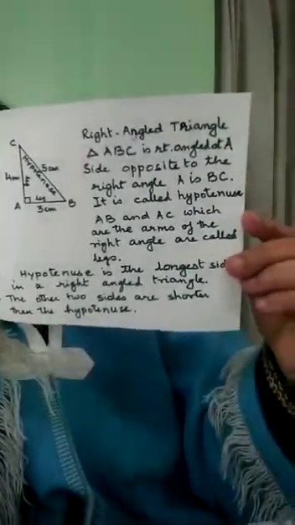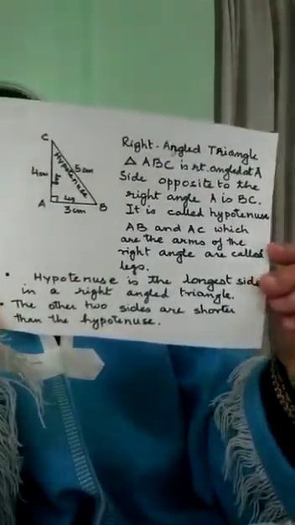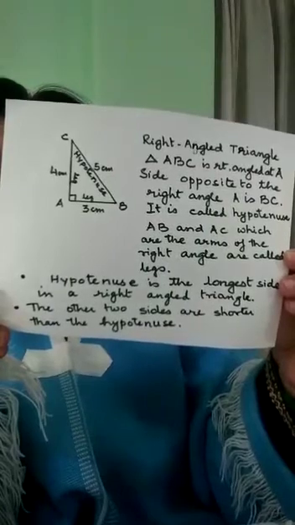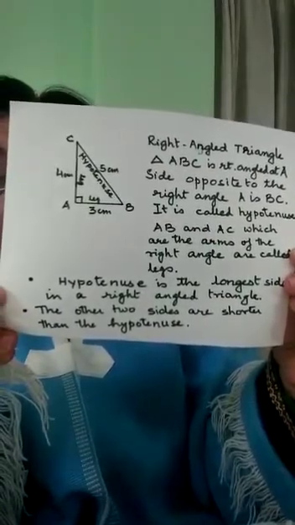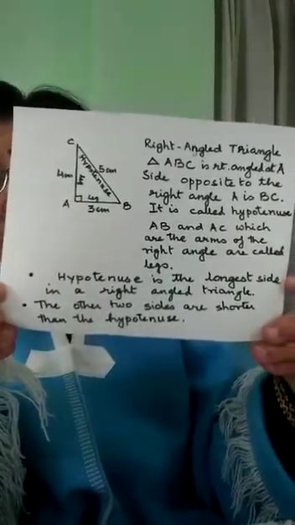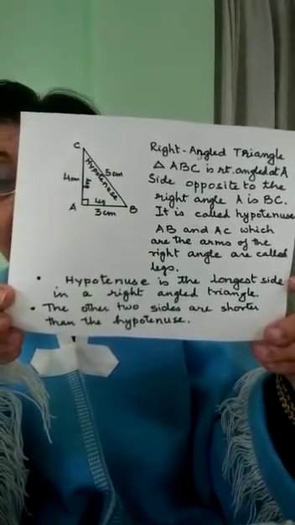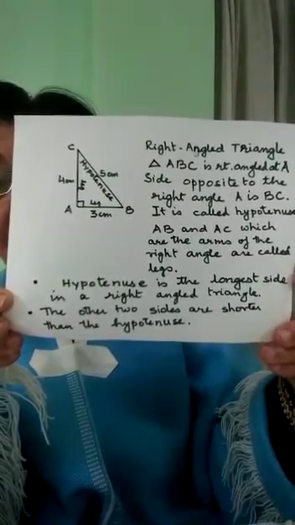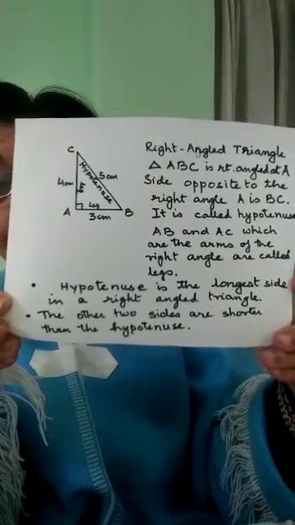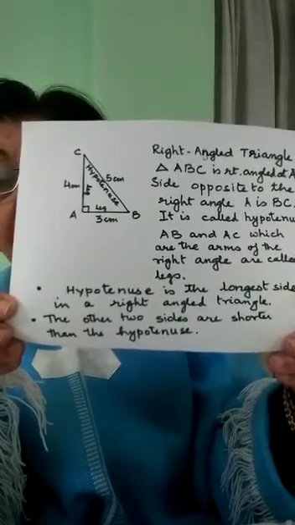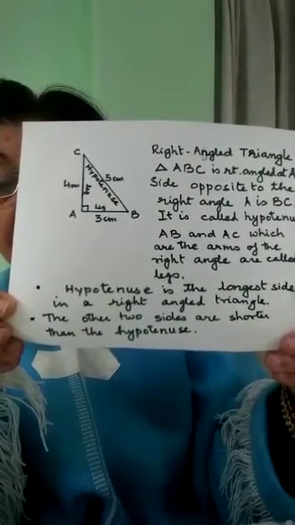Here I am showing you a right-angled triangle in the figure. It has three sides. AB and AC are the sides which form the right angle. The right angle is formed at A. The side which is opposite to the right angle is BC and it is called the hypotenuse. The hypotenuse is the longest side of the right-angled triangle.